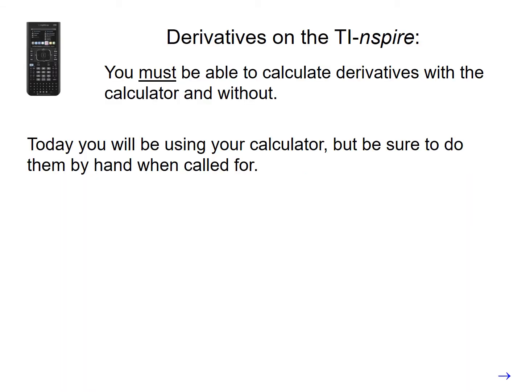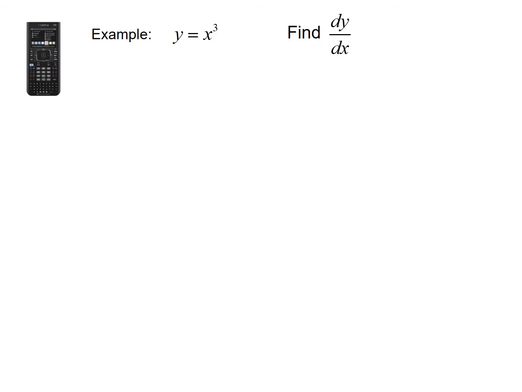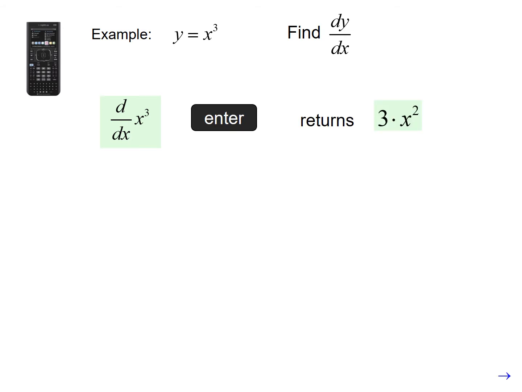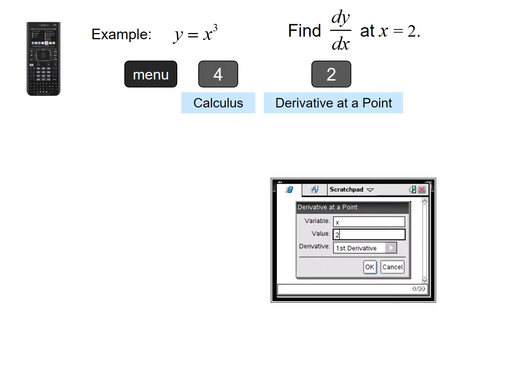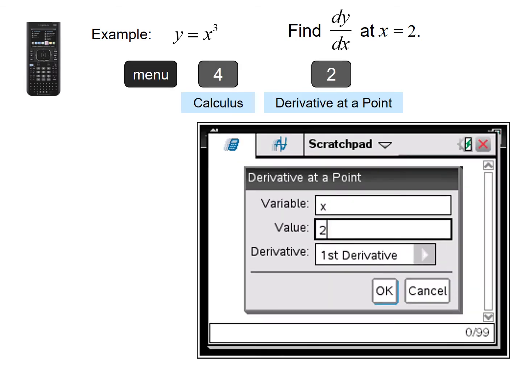So we can take derivatives using the calculator. We can take the derivative of x cubed on our calculator, and you should get 3x squared. And if we want to take that one step further and find the derivative of x cubed when x is equal to 2, we've got a couple options here. We can find the derivative at a point using these steps.